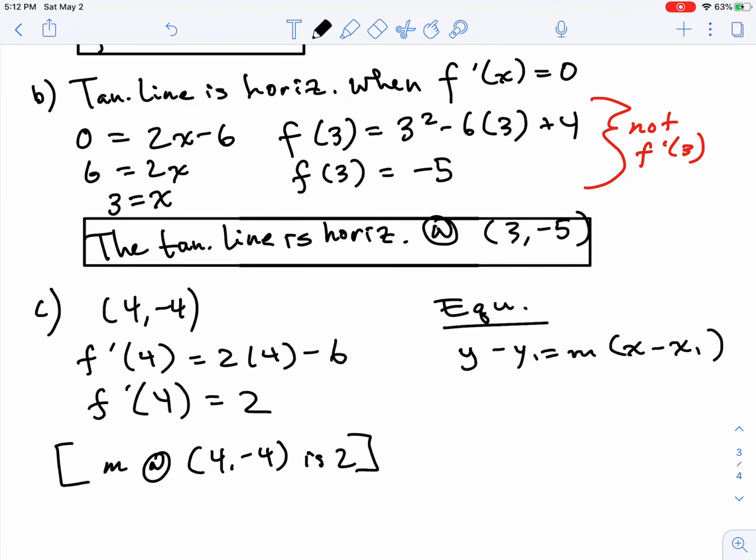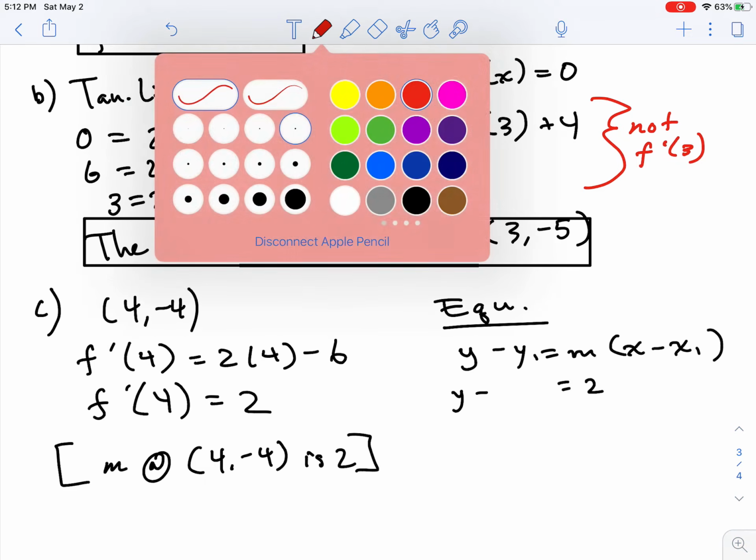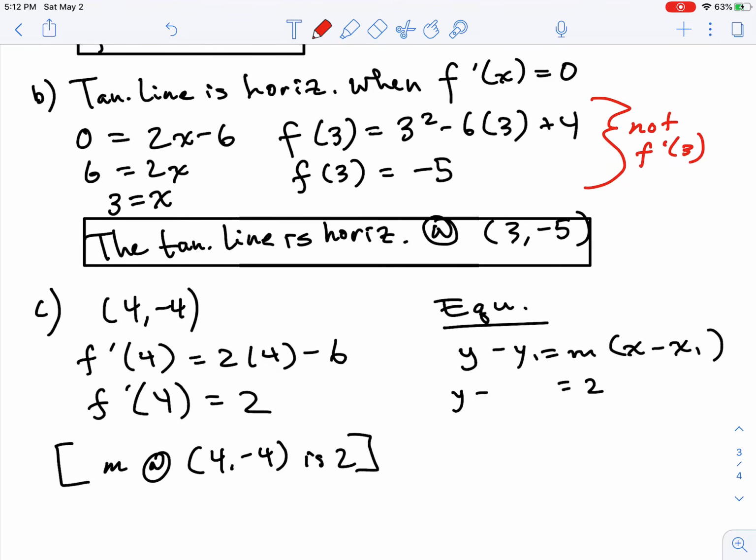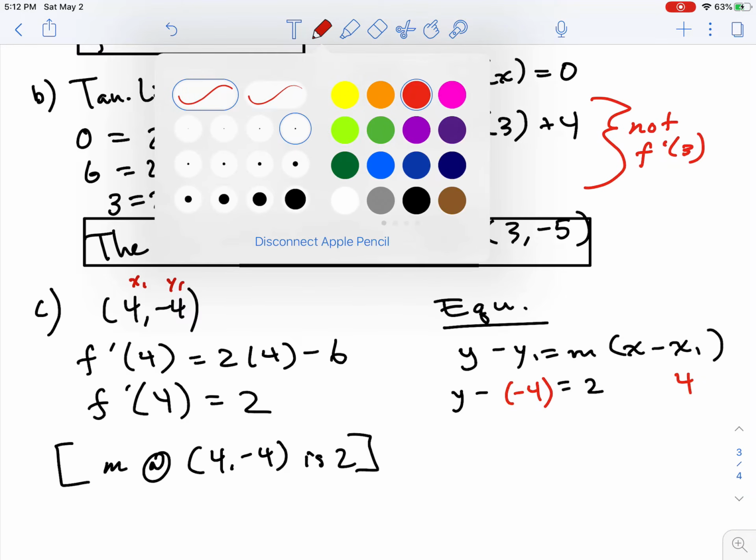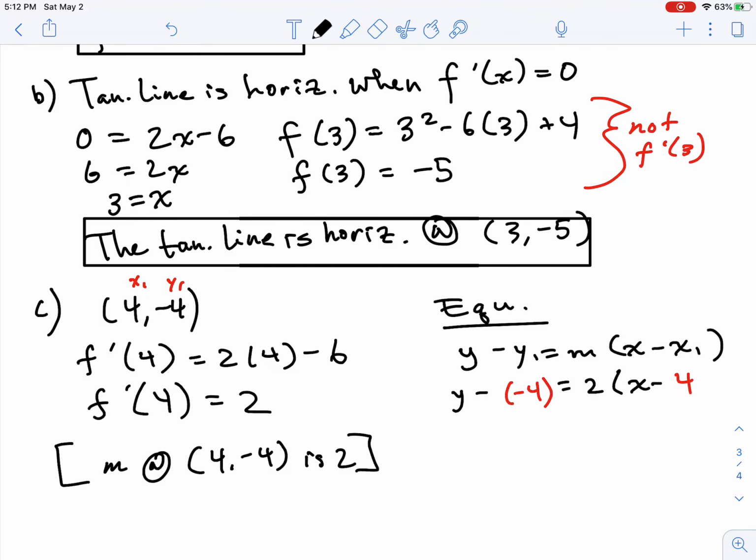Well, what do we know? We know our slope, so let's go ahead and put that in. And do we know our y1? The answer is yes, of course we do. We were given the point. There's our x1 and our y1. So for our y1, let's put in -4. And then for our x1, let's put in 4. And just fill in the rest. Okay, so here is the equation of our tangent line.